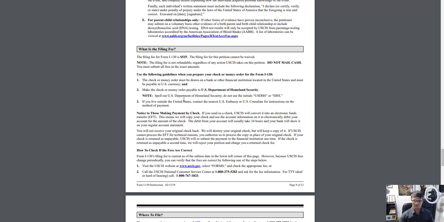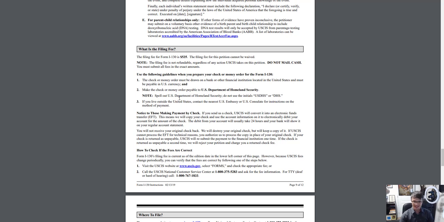Make sure. Now, use the following guidelines when you prepare your check or money order for the Form I-130. So you can either do a check or a money order. The check or money order must be drawn on a bank or other financial institution located in the United States and must be payable in U.S.